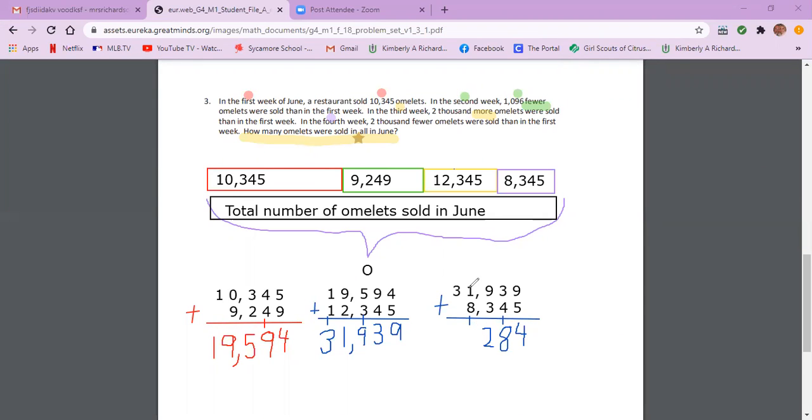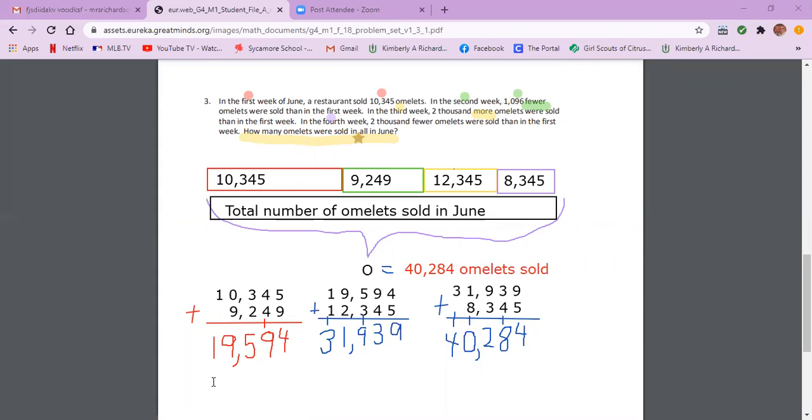We have 8 thousands plus 1,000 is 9 thousands, plus 1 more is 10 thousands. So if we have 10 thousands, we can put our 0 here, and we've got to put our 10 thousands in our 10 thousands column. 30,000 plus 1 plus 10,000 is 40,000. So we have 4 10,000s, and that should be the final answer. So the total equals 40,284 omelets sold. Okay. So now we're going to say this in a statement.